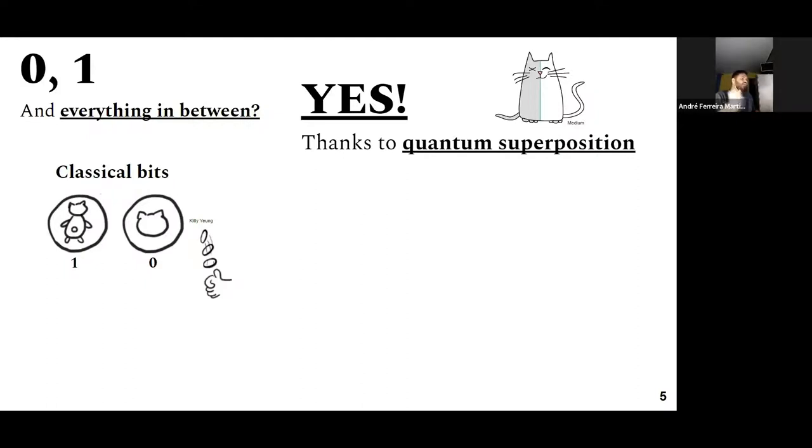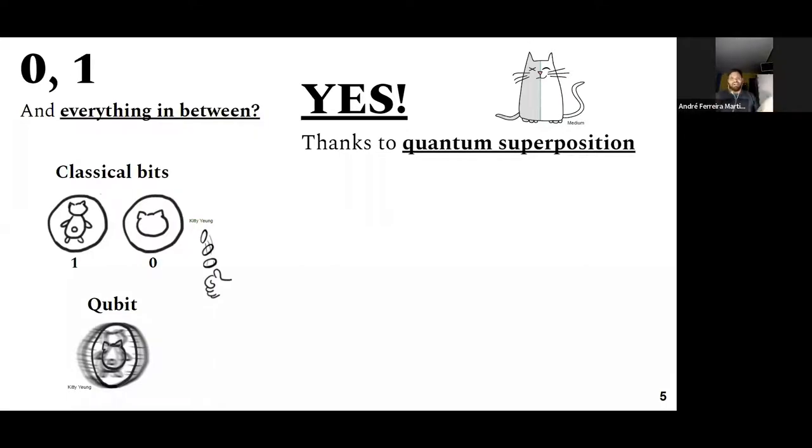But then we toss the coin, okay? We give it a flip, we make it flip. And while it is flipping, we can't really say if our information state is definitely zero or definitely one. We just don't know. While it spins, the coin is in an indefinite state, or we could even say, in our analogy, that it is in a superposition of being in zero and one.